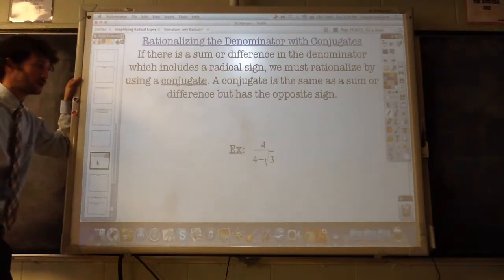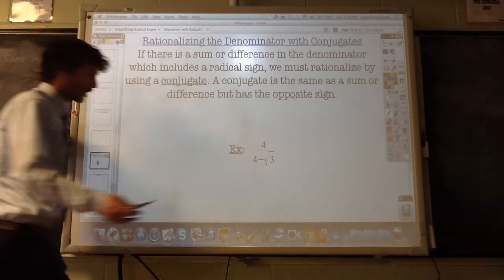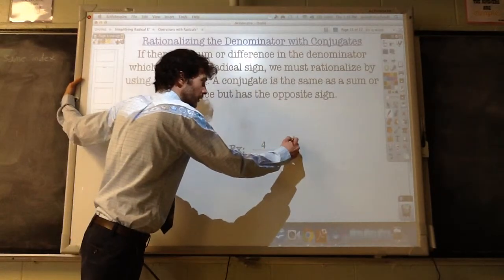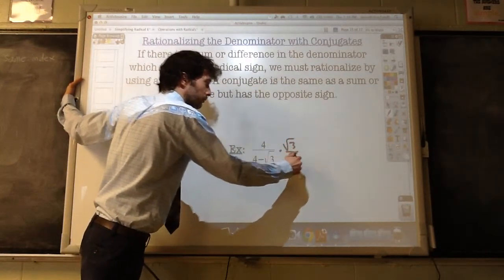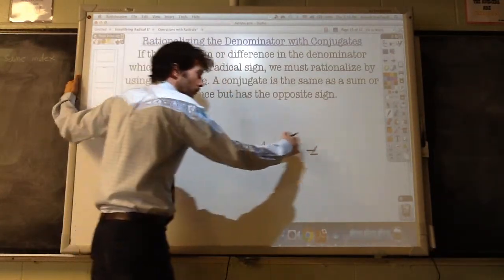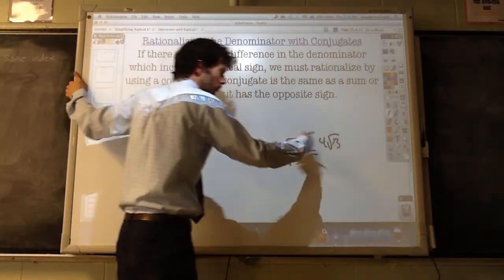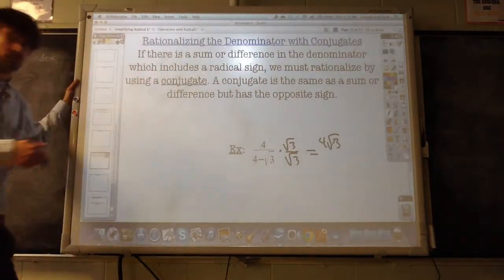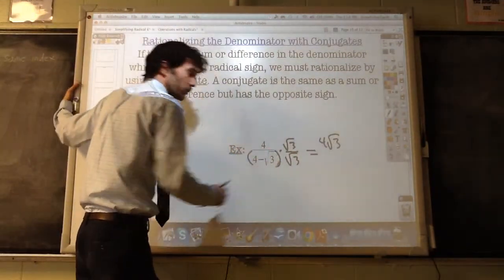Normally we would say, okay, well, I want to get rid of the square root of 3, so I need to multiply by the square root of 3. But I think you'll see pretty quickly what the problem is if I do that. If I do that, on the top, I get 4 times the square root of 3. Don't write this down, because this is me working it wrong to prove a point, okay? I'll work it correctly in a minute.